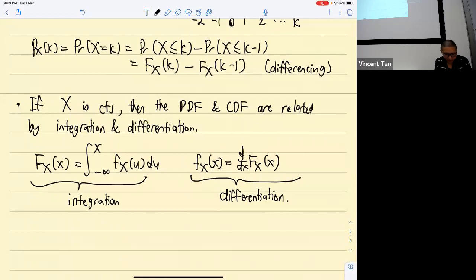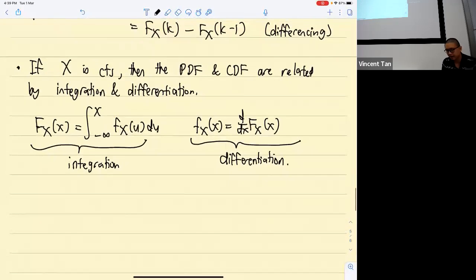Okay, these are some properties of the cumulative distribution function that are in the book. I want to mention one more property that is not in the book. I make this up, but it's true. Any cumulative distribution function F_X is right continuous.